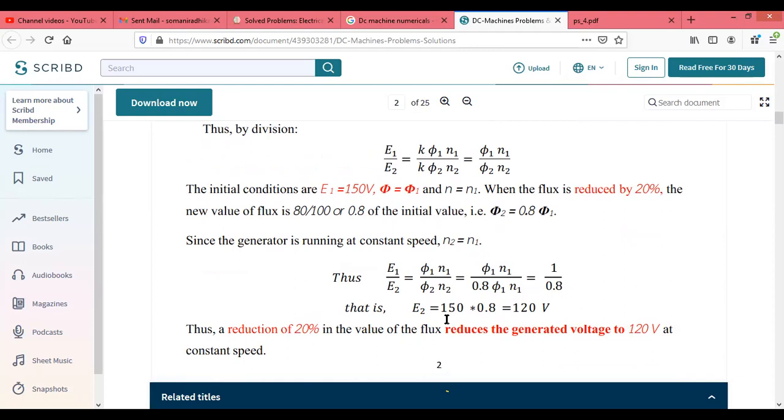If you solve, you will get E2 equal to 150 into 0.8. When you have E1 upon E2, you can convert that equation to derive the value of E2. If you put E2 on the right side, the equation becomes E1, and the 0.8 in the denominator goes to multiplication. So you will get E2 equal to E1 into 0.8. We have E1 as 150, so you can put that value as it is.